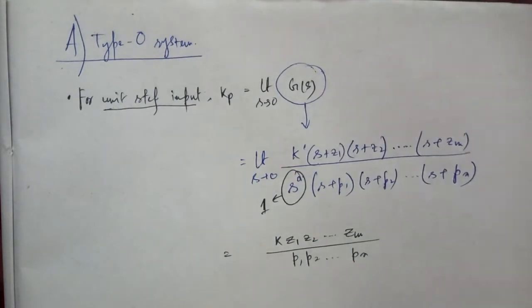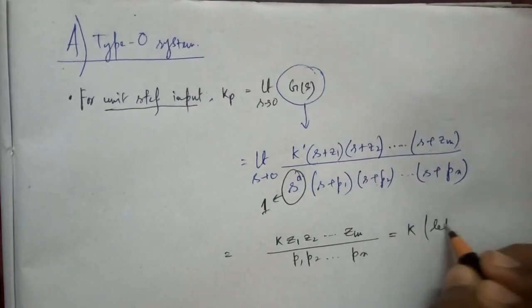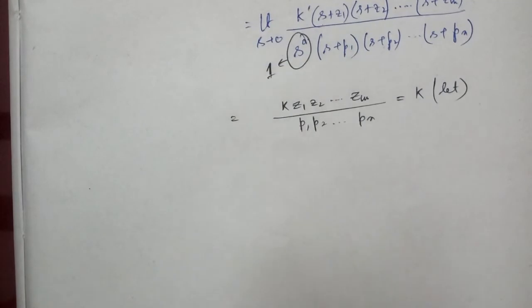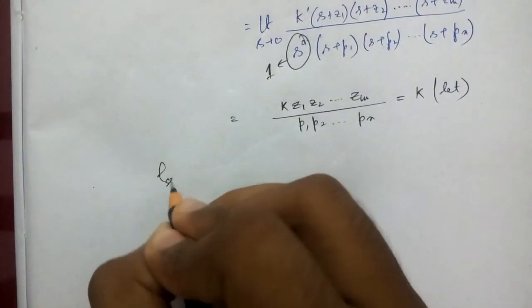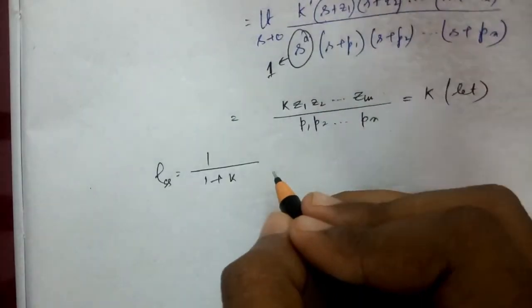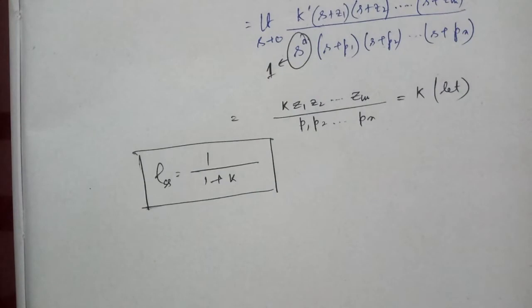We can take it just as a constant. So finally the steady state error, if we put this Kp value in the steady state error expression, it will be 1 by 1 plus K. This is the final expression for steady state error for unit step input of a type 0 system.